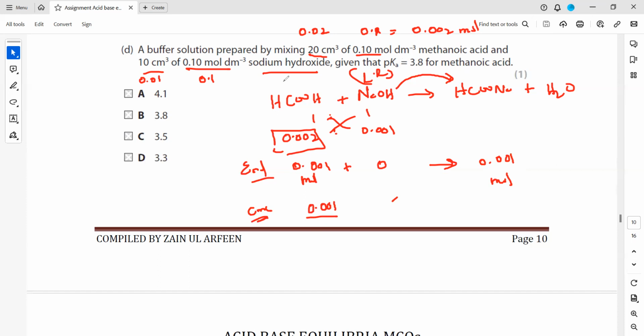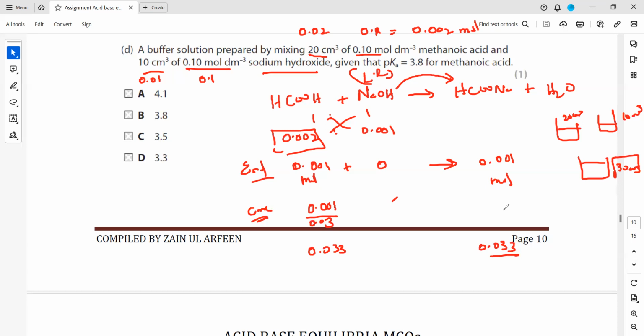Now, because the two solutions are mixed together, this was 20 cm cube and this was 10 cm cube. So when they are mixed with each other, it makes 30 cm cube. So the new volume is 30, or 0.03 dm cube. So 0.001 divided by 0.03 will give us 0.033 moles, and this will also be 0.033 moles.